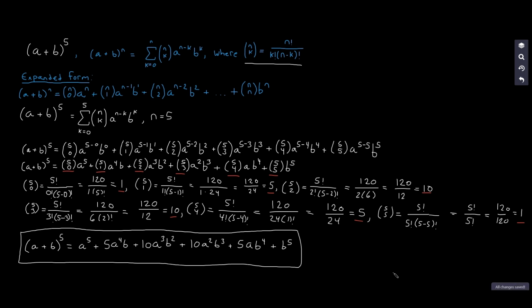So a plus b quantity raised to the fifth power equals a raised to the fifth plus 5 times a raised to the fourth times b plus 10 times a raised to the third times b raised to the second plus 10 times a raised to the second times b raised to the third plus 5 times a times b raised to the fourth plus b raised to the fifth power. And so that will be our answer.